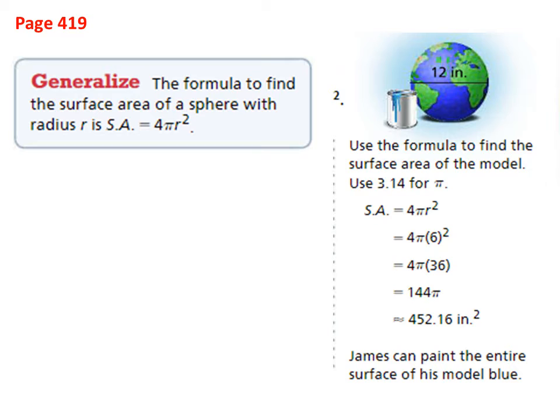So 4 pi. Here, the diameter length is 12. So the radius length is 12 divided by 2. So it's 6. So 6 here is the radius length of this sphere. So 6 squared. Now multiply. 6 squared equals 36. 36 multiplied by 4, it's 144 pi. And instead of pi, write 3.14, and the answer is about 452.16 inch squared.